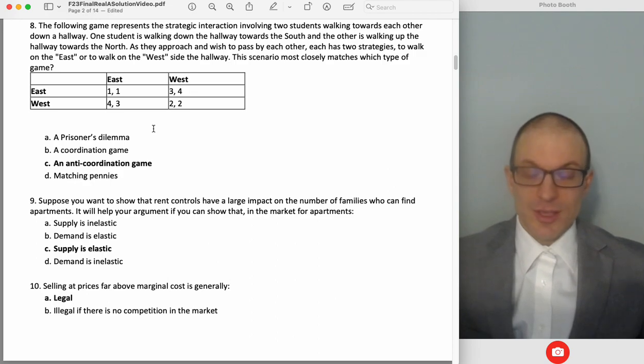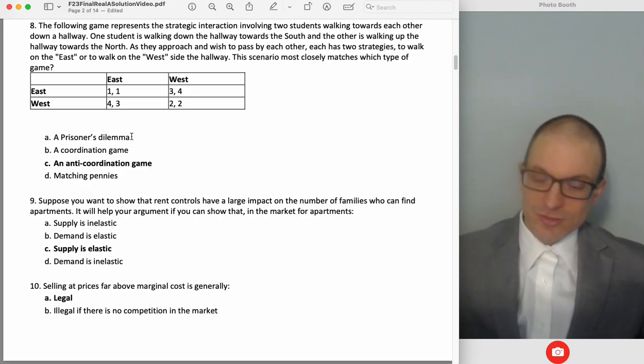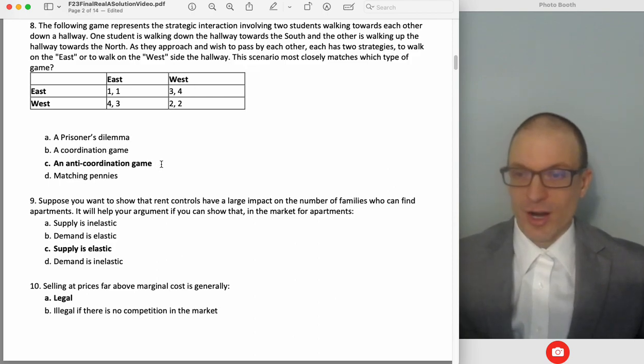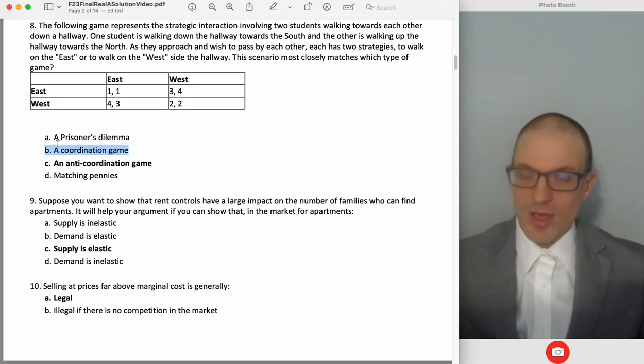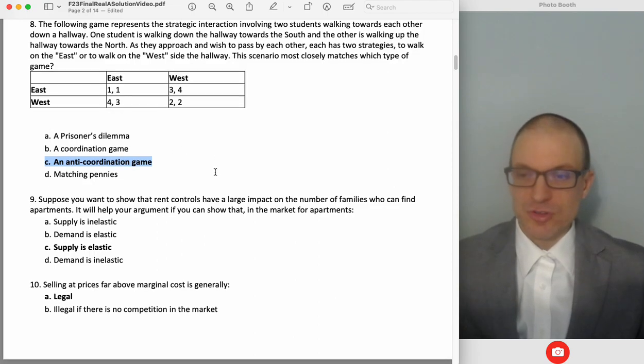It works best if you use a different but complementary strategy. I go to the east, they go to the west, and then we walk by each other harmlessly. That's an anti-coordination game. A coordination game is where you're using the same strategy. Anti-coordination game, from the Stevenson-Wolfers text and from class, is where you're using a different but complementary strategy.